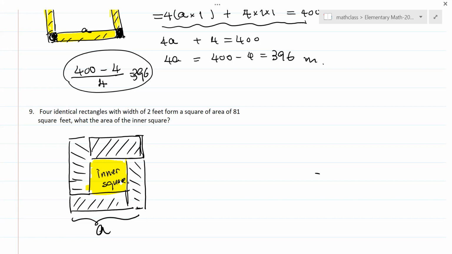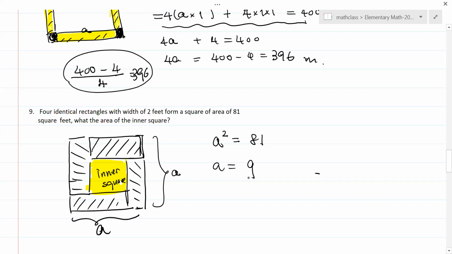Anyway, okay, we got a couple of different answers. So the 4 rectangles form a square of area 81. This is the total, right? This is A, okay, right? So A squared is going to be 81, to form a square, including the inner square, okay? 81, so A is going to be 9.